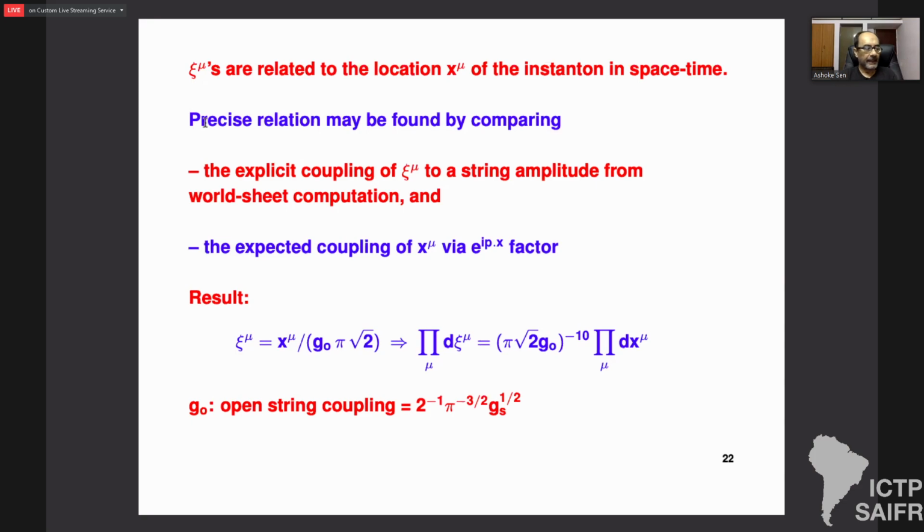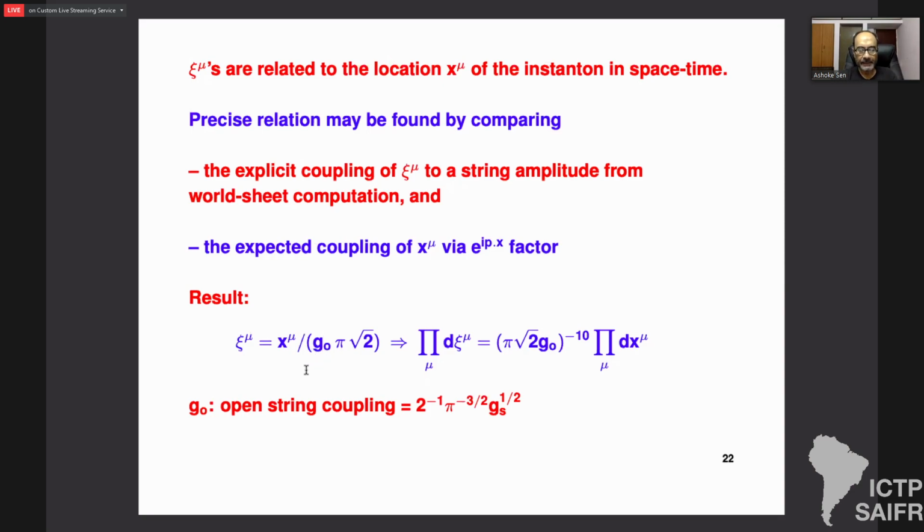And the precise relation may be found by comparing these two things. First, we can look at the explicit coupling of xi mu to a string amplitude, and this you do from worldsheet computation. And you compare that with the expected coupling of x mu to a string amplitude, because the dependence on x mu should be of the form e to the ip dot x, because x is the D-instanton position. P is the total momentum carried by all the closed string vertex operators. So by doing this comparison, one finds this relation between xi and x.